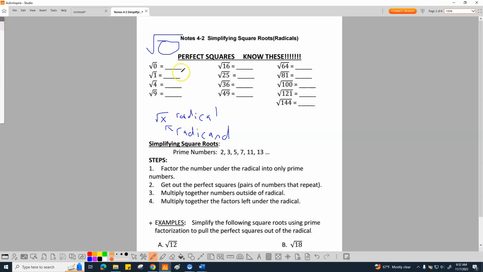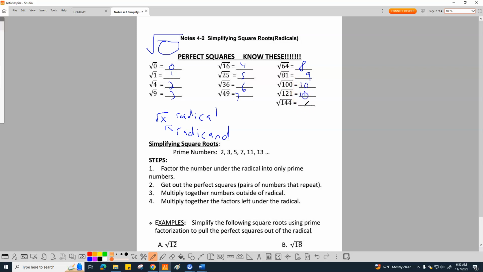radicand. Now what we're going to talk about is perfect squares. You need to know this. The square root of 0 is 0. Square root of 1 is 1. Square root of 4 is 2. Square root of 9 is 3. Square root of 16 is 4. Square root of 25 is 5. You can see the pattern here, right? You need to know these.